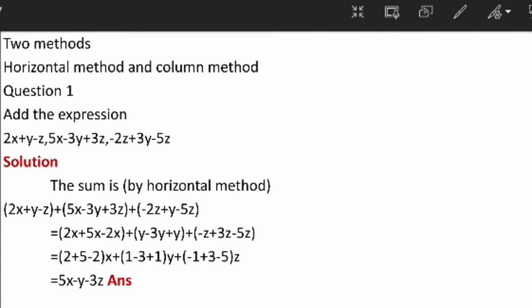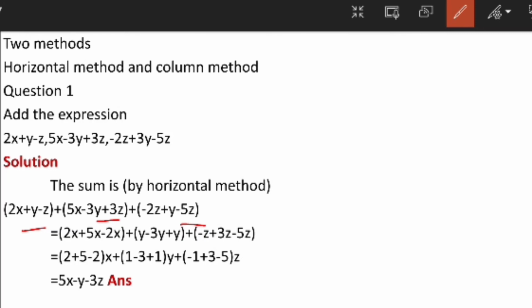First we have to write all the terms in a straight row, and we are adding the like terms. That is 2x, 5x, and minus 2x. So we combine the like terms first, and again we add the like terms in y, that is y minus 3y plus y. And after that, for z, we take minus z plus 3z and minus 5z.